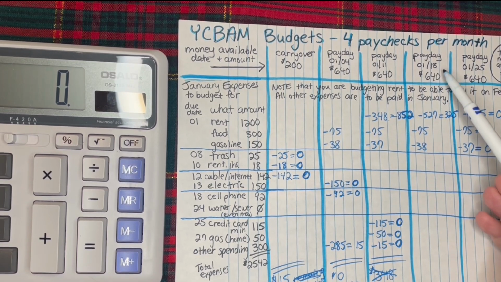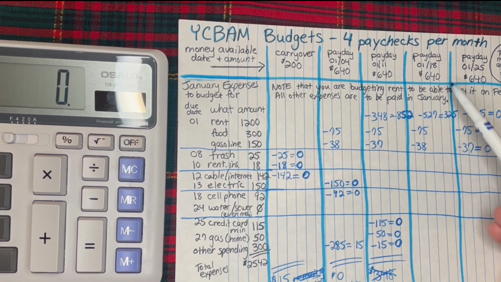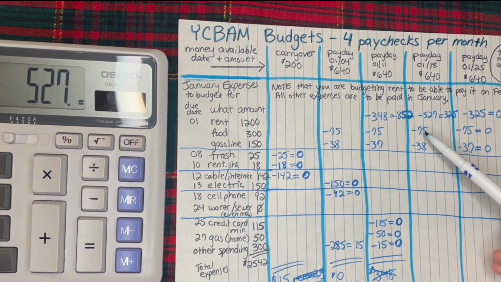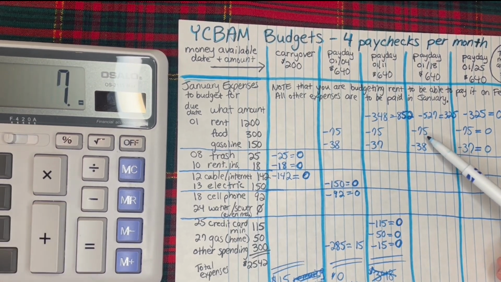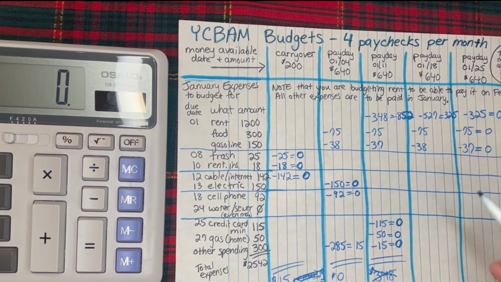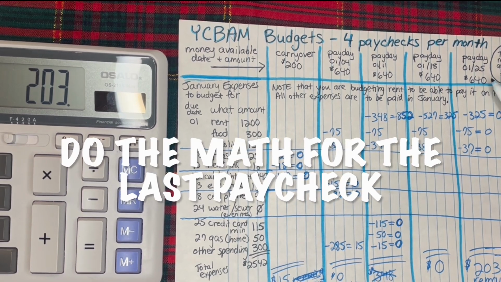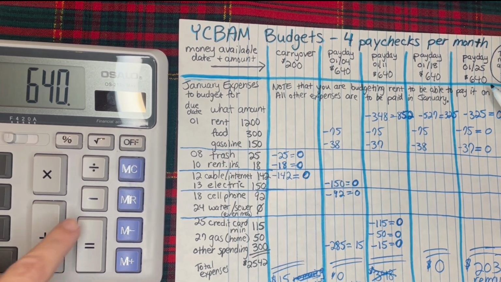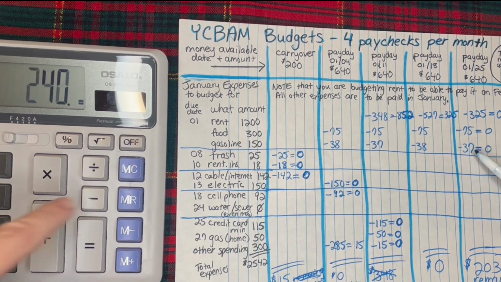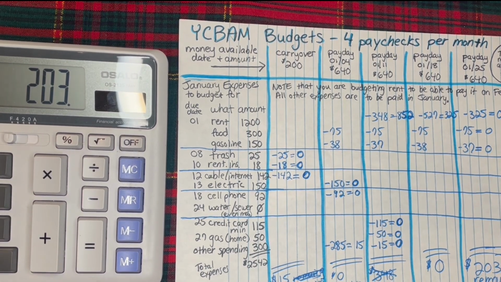And then this paycheck on the 18th, do we have any money left over? Let's check that math. 640 is what we start with. We're going to put $527 towards the rent. We're going to put $75 towards food and $38 towards gasoline. So there's 0 remaining. And if we start with $640 and we subtract $325 and $75 and $37, we end up with $203 remaining from this paycheck.